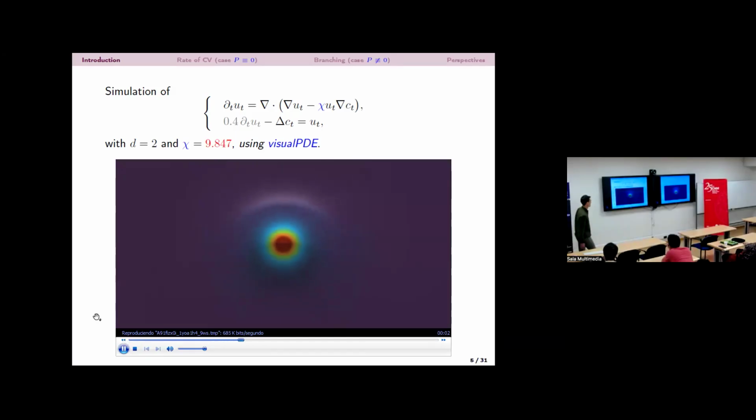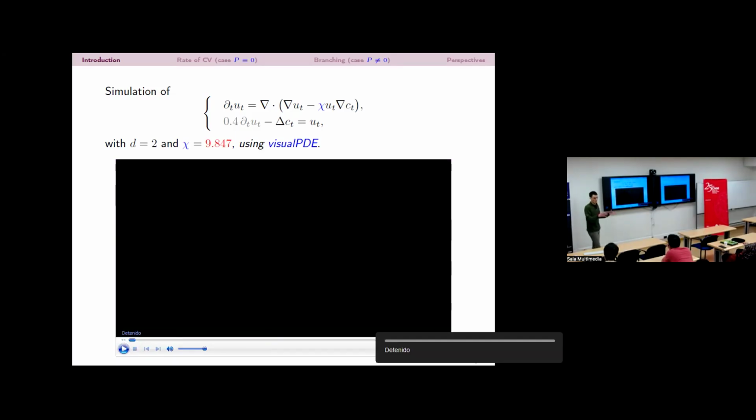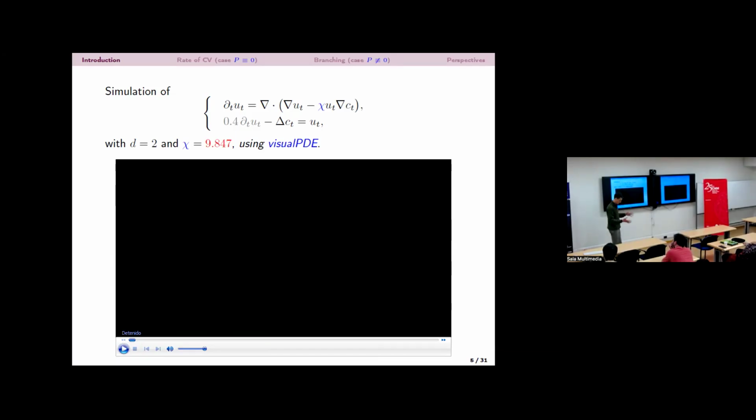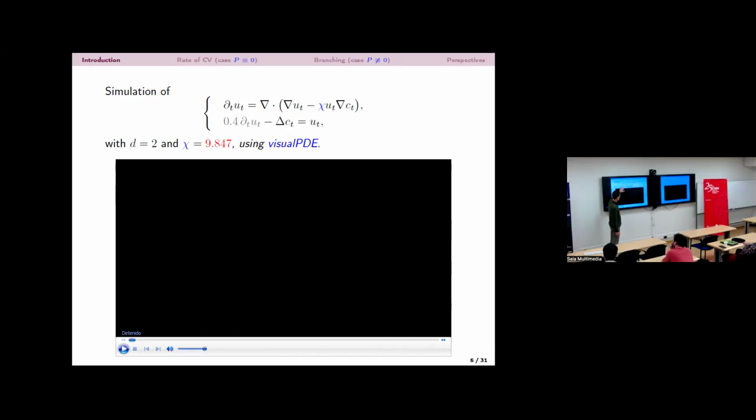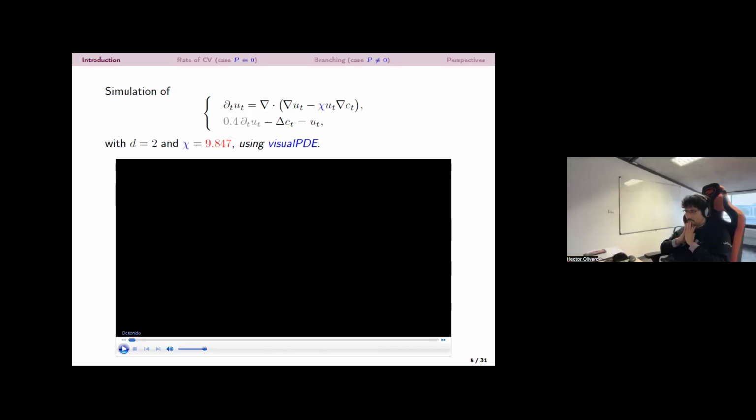This time, you see the Gaussian concentrates, and then the simulation just blows up. I couldn't go any longer, but you have to believe me that the concentration was getting too high at the origin, so it doesn't go flat anymore. Somehow you start to feel that there is a critical value for the parameter chi here.